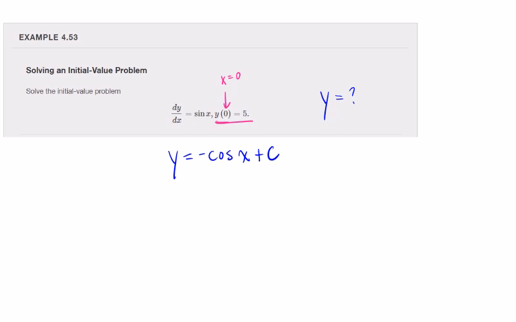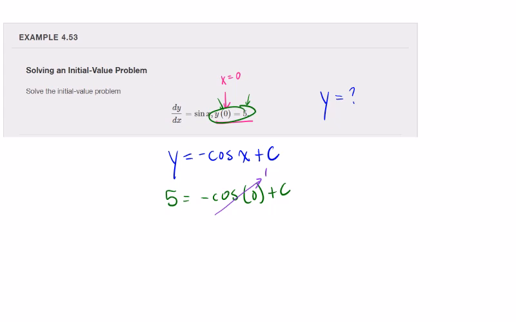So let's put a 5 here as our output, okay? And then we'll put 0 here as our input. Okay, that's what this says, right? 5 is the output and 0 is the input. All right, then we'll solve for c. Now, cosine of 0 is actually 1. If you look on your trig table or a unit circle, cosine of 0 equals 1.